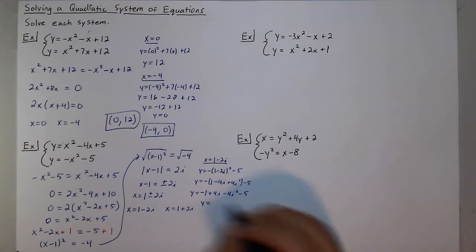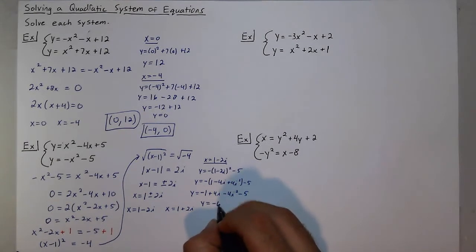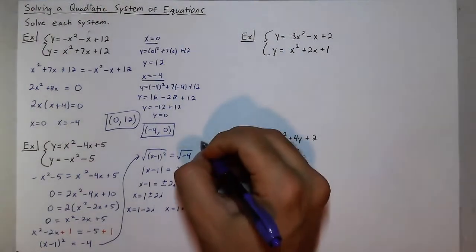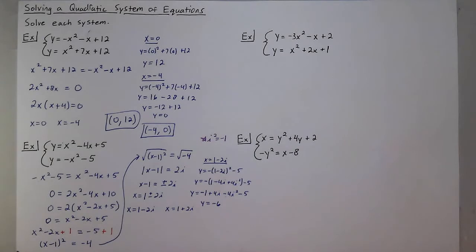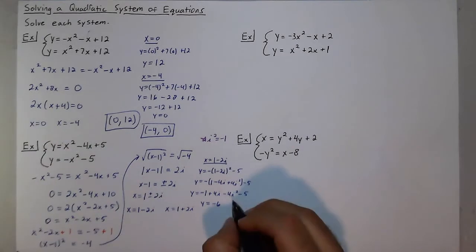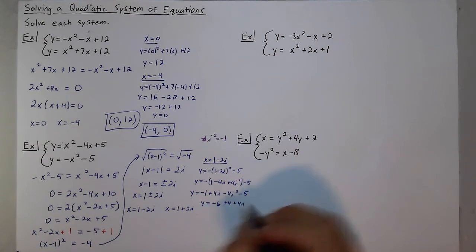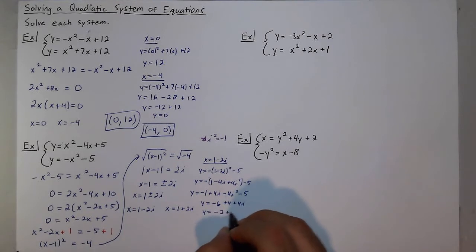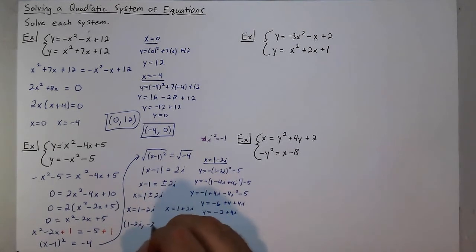And then we have negative 1 minus 5, which is negative 6. Negative 4 times i squared is, if you remember, i squared is equal to negative 1. So I'll have a plus 4 with that, and plus 4i. So y would equal negative 2 plus 4i. So one solution would be 1 minus 2i, comma, negative 2 plus 4i.